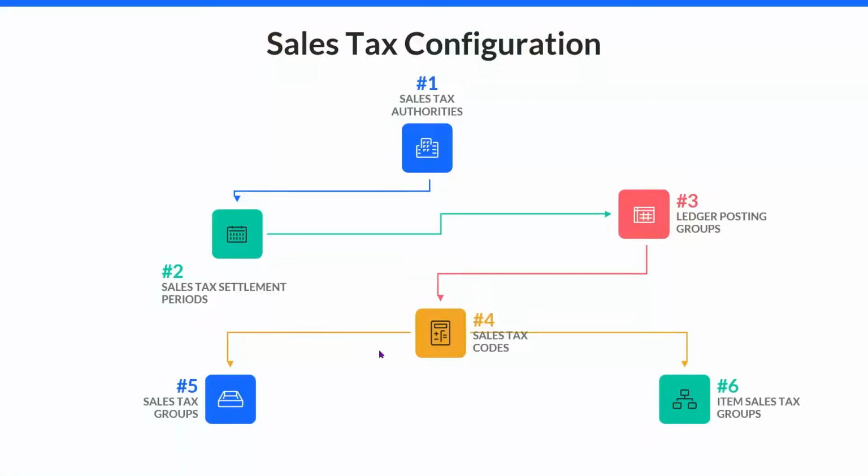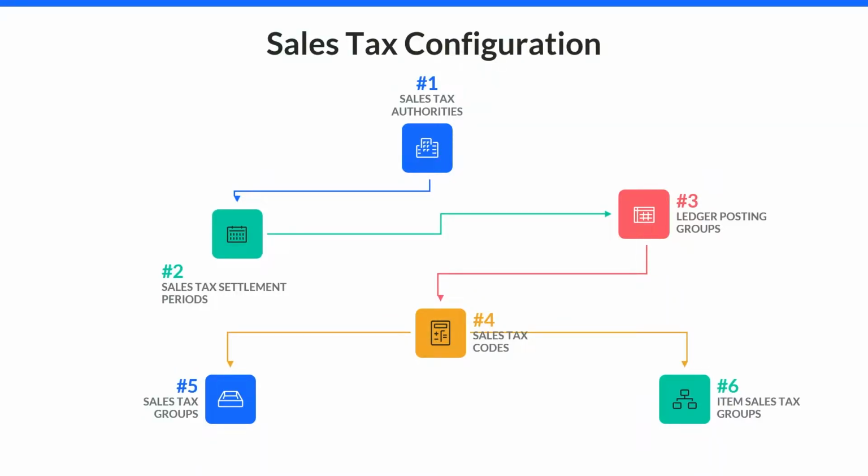From there, you can go ahead and enter your sales tax codes. So here, for example, you have products that get taxed at 5%. So here's where you're going to define what the sales tax code is and the percentage.